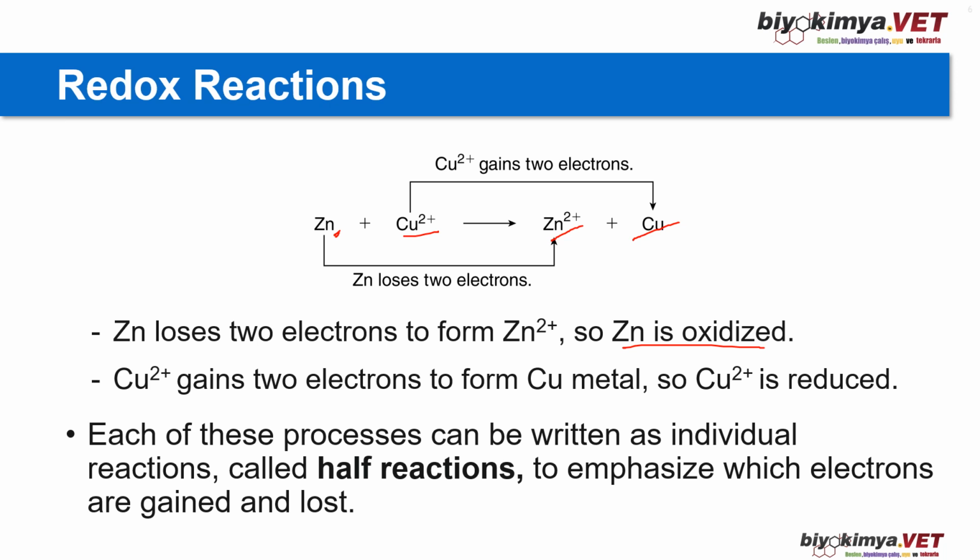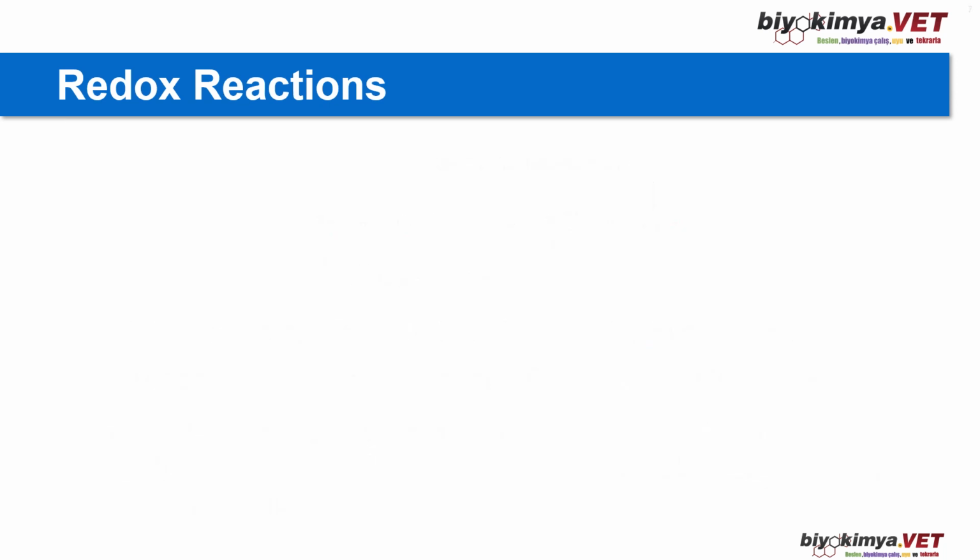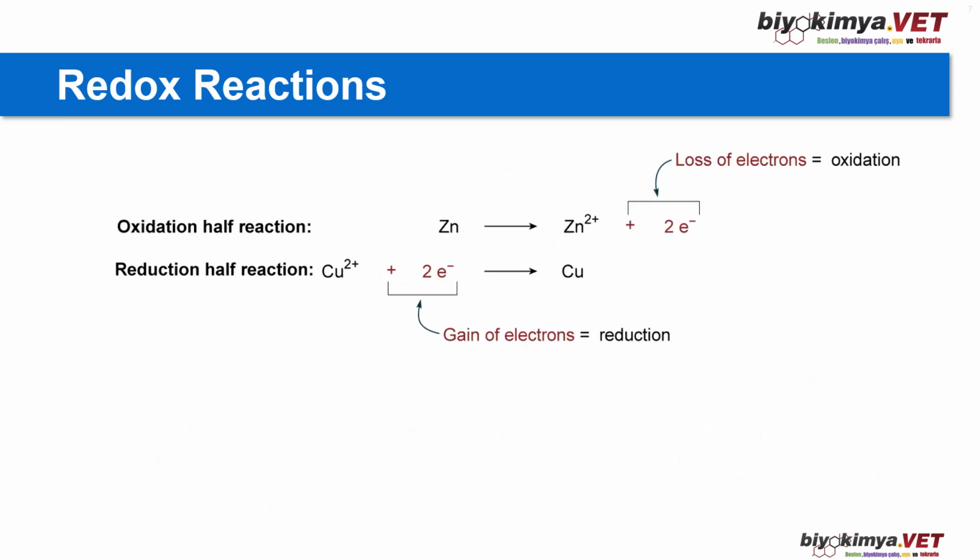Each of these processes can be written as individual reactions called half reactions to emphasize which electrons are gained and lost. And here you see the oxidation half reaction of zinc, where you see the loss of two electrons from zinc. Thus, this means zinc is oxidized. And here, as you see, the reduction half reaction of copper, which gains electrons. So the copper is reduced.